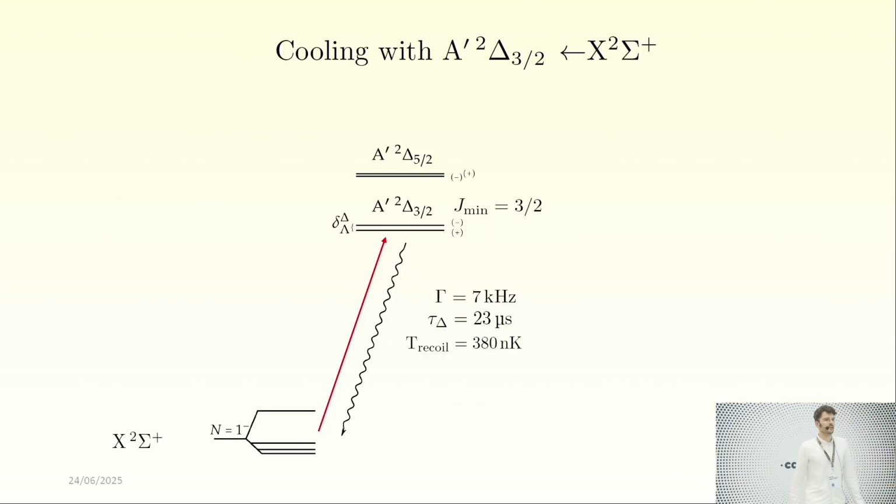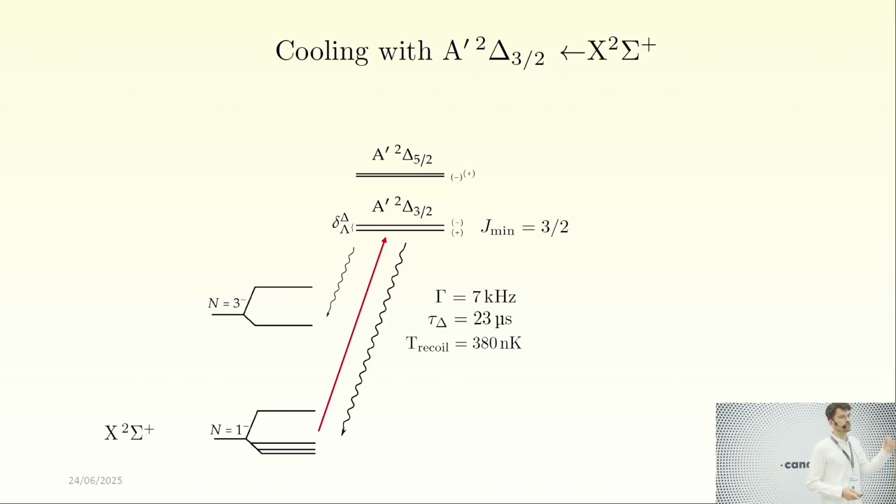So the idea is simple. Can we just find a closed cycling transition between our electronic ground state and the excited metastable state? And this is not the case, because the upper state minimal J quantum number is 3/2. So we cannot enforce anymore a P1 transition, which will provide us a closed cycling. So we need to relax the condition of cycling between only one rotational state to two rotational states. So we have a small leakage to the n=3 rotational state.